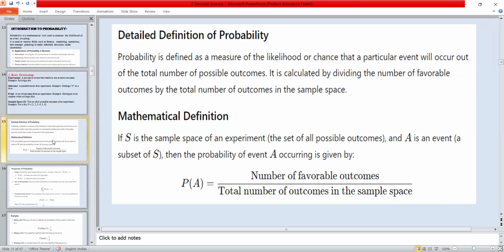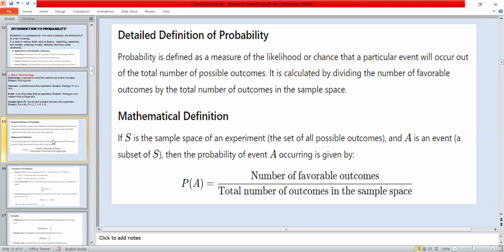We are going to study the definition of probability. Probability is defined as a measure of the likelihood or chance that a particular event will occur out of the total number of possible outcomes. So tomorrow, if I want to guess whether it will rain or it won't rain, I have two possibilities. One of them will occur: either it will rain or it will not rain. So out of two options, one option will happen. So I have a 50% chance of raining and 50% chance of not raining.